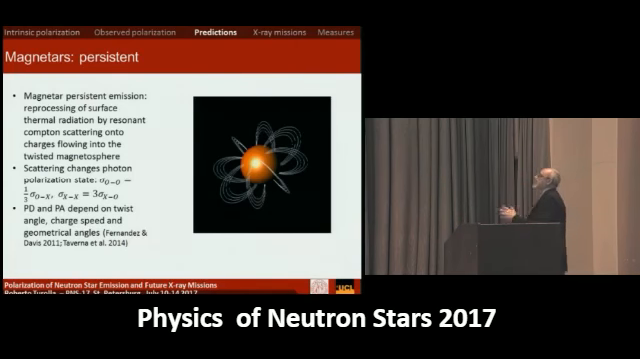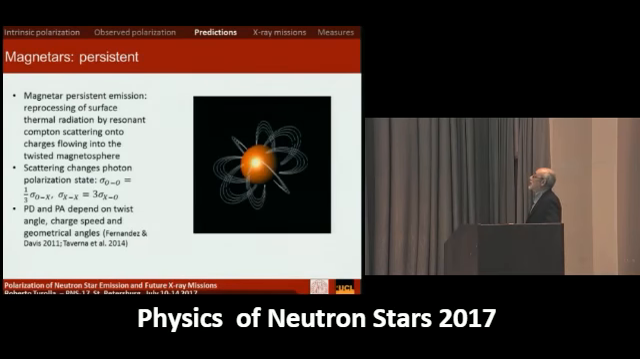I will just review a few examples starting from magnetars, which are sources with an ultra strong magnetic field, 10^14 or more. Let me just remind that the magnetar persistent emission is thought to come from the reprocessing of thermal emission emitted at the surface by resonant Compton scattering onto charges that flow in the magnetosphere along the closed field lines of a twisted magnetic field.